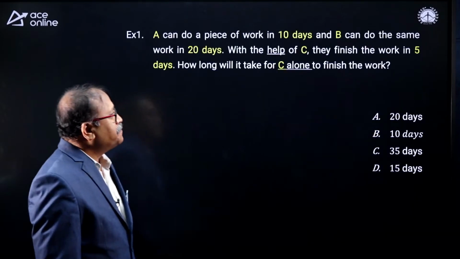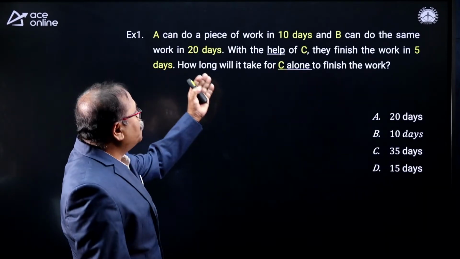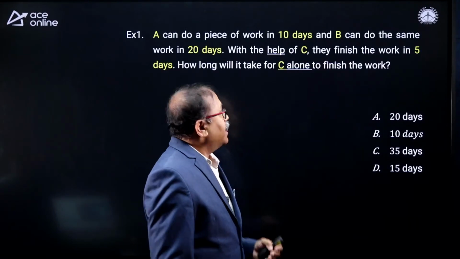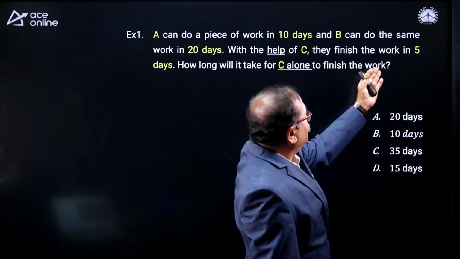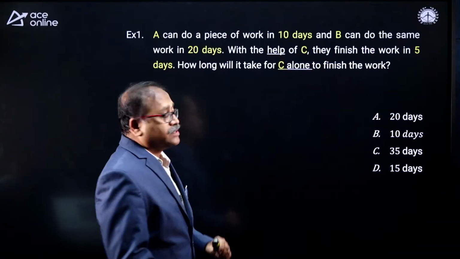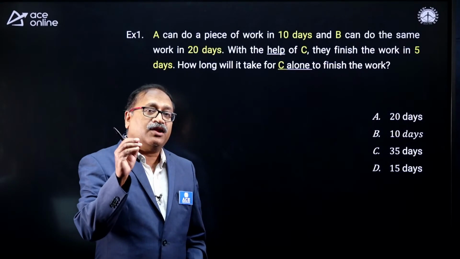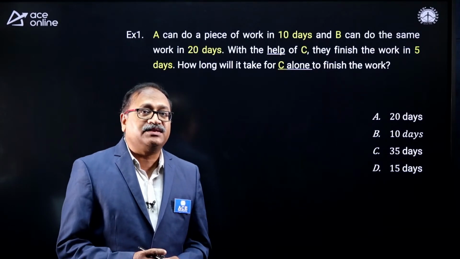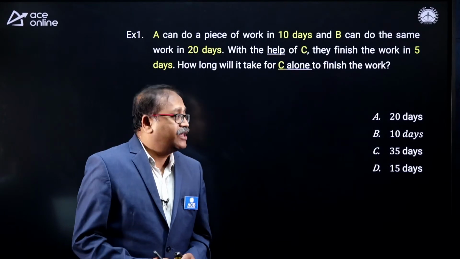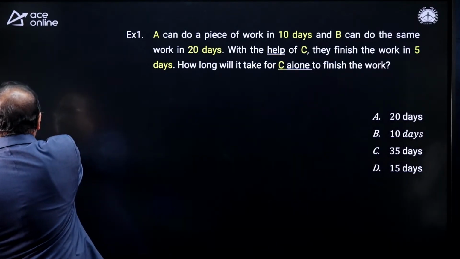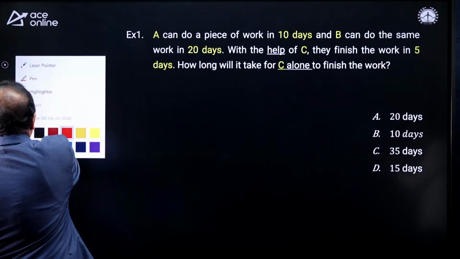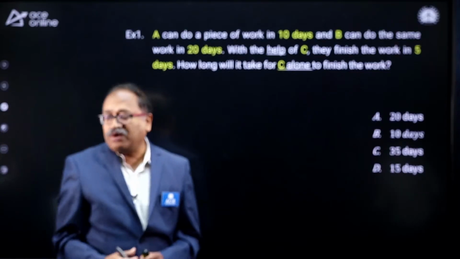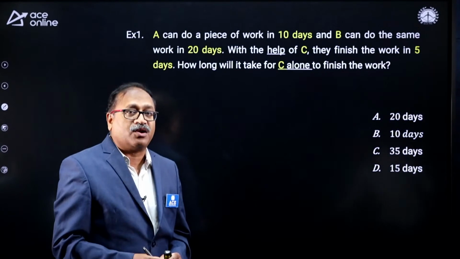Let's begin with a very simple question. A can do a piece of work in 10 days and B can do the same work in 20 days, and with the help of C, they finish the work in 5 days. In how many days can C alone complete the work? That's a very common question, asked in many examinations. Let's see how to answer it. I know most of you know how, so please answer this and put your answer in the comment box.